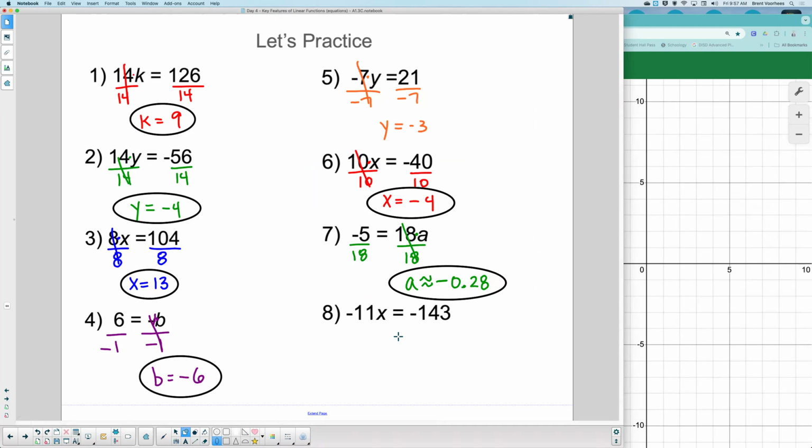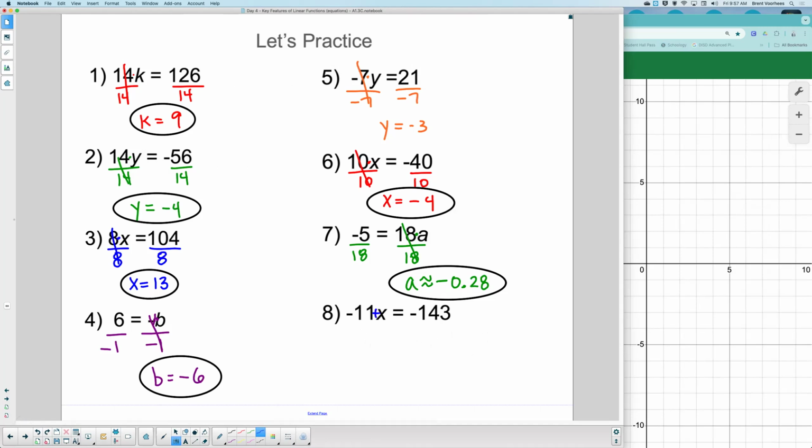All right, last one, number 8. What should we do for number 8? What are we solving for again? Jose, what are we solving for this time? What's the letter you're solving for? X. What do you see is happening with the X? What number do you see with the X? Negative 11. What's the negative 11 doing to the X? Is it adding to the X, subtracting to the X, multiplying the X, or dividing the X?